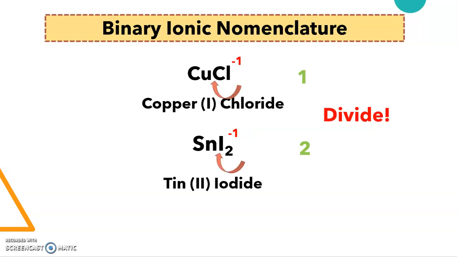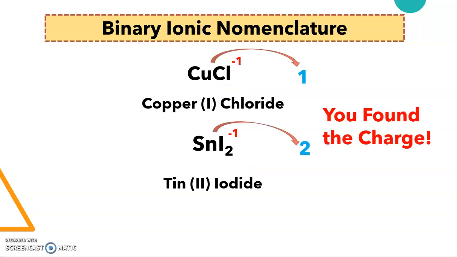and then divide by the subscript provided on the metal. And if you don't see one, that means it's a 1. We just typically don't write the 1 there. And then finally, bada bing, bada boom, you will have the charge of your metal.